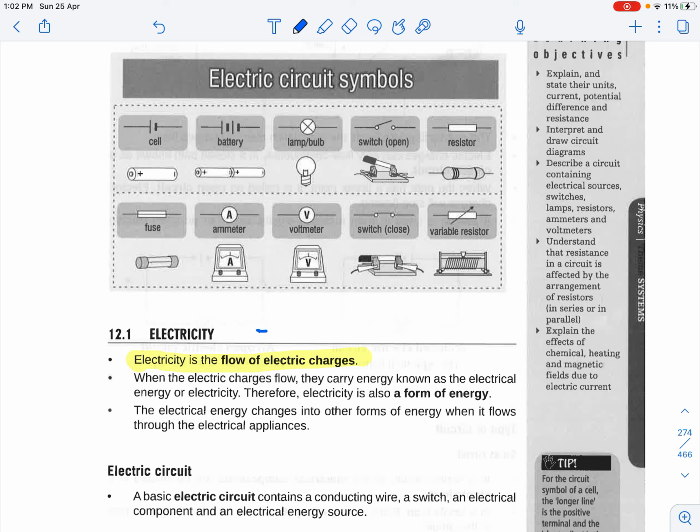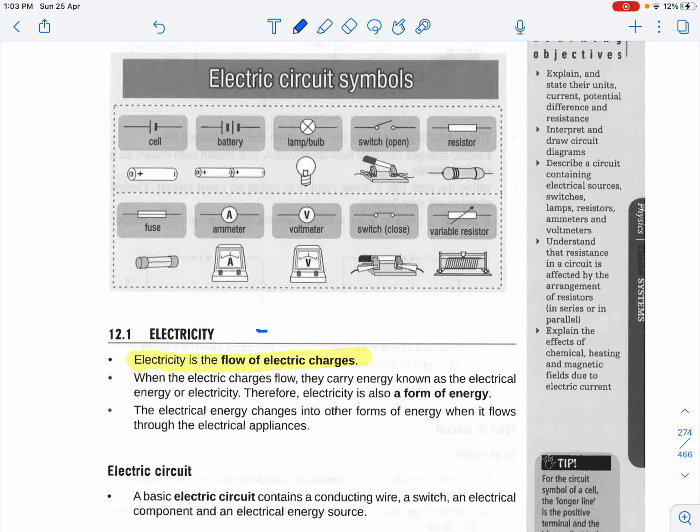So when the electrical charges flow, they will tend to carry an energy form, and this energy is in the form of electricity, and this is able to change into other forms of energy when it transfers to the electrical appliances. So when we look at energy, we look at the law of conservation of energy, where energy can be converted from one form to another form.